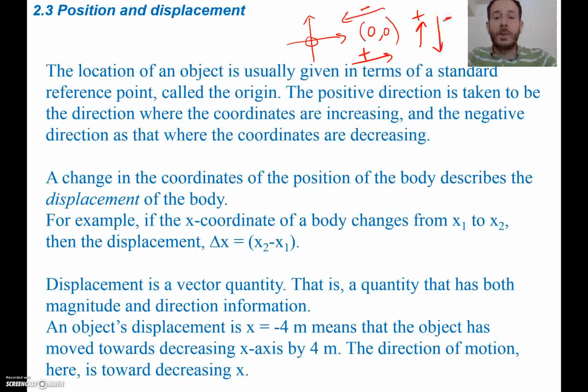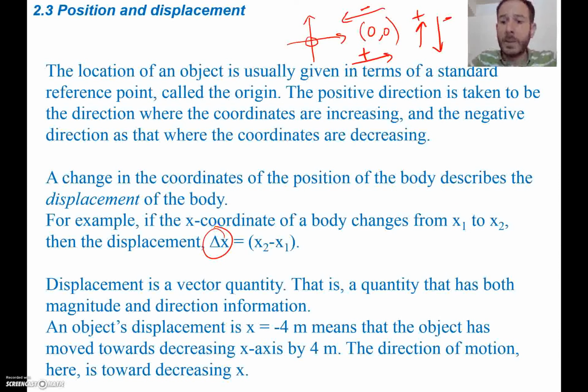But these can change. You can actually set them to however you want. So if you wanted up to be negative, you can set it that way as long as you define it somewhere in the problem or on your graph. So a change in the position of the body describes the displacement of the body. So as the position changes, you're going to have a change in displacement. A change in displacement is generally notated by this delta x.